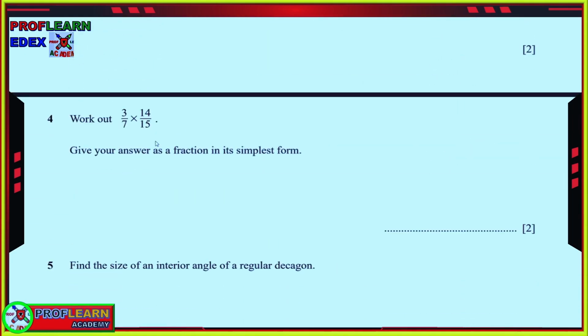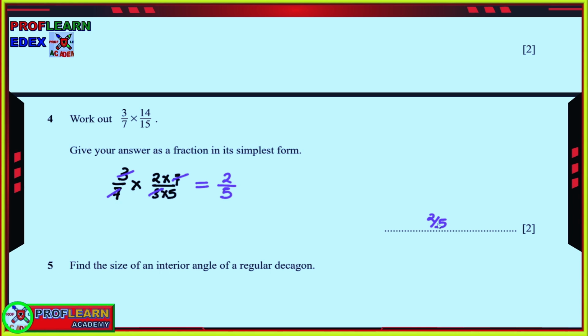You may be required to work out fractions, division, multiplication, and addition, and also simplifying them. You may be expected to work out mixed fractions, improper fractions, so you need to be very vigilant on those kinds of concepts. And here 14 I can represent as 2 times 7, and 15 I can represent as 3 times 5. Then I can cancel out what's common, and this is going to reduce as 2 over 5.